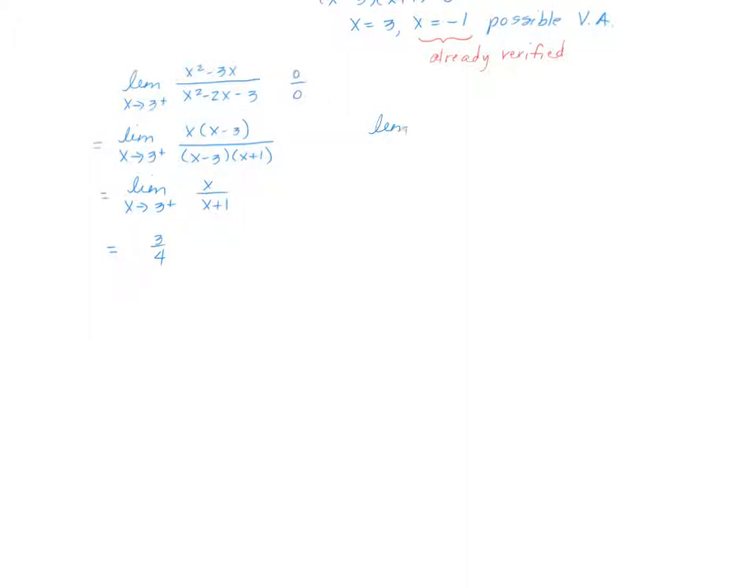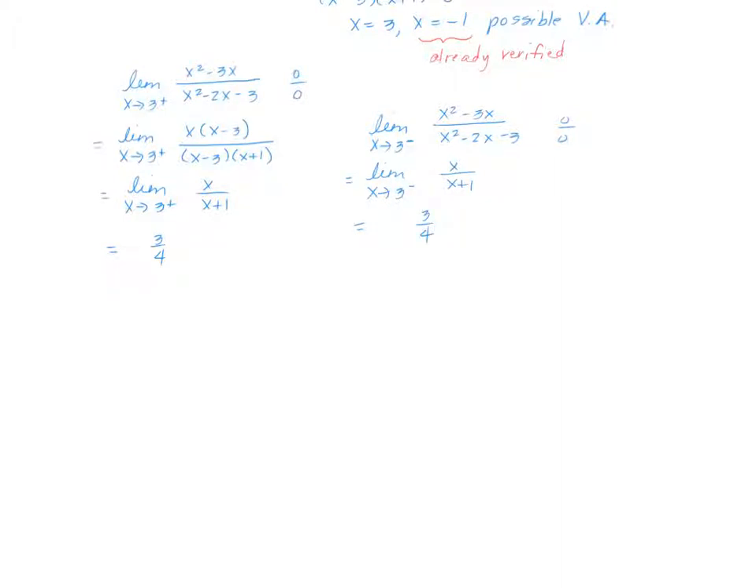So if I were to check the limit as x goes to 3 from the left of my x squared minus 3x over x squared minus 2x minus 3, again I would get 0 over 0, the indeterminate form. So clearly I'm going to go ahead and factor and cancel. After I factor and cancel, since it's the exact same operation I had on the other side, I'm just going to go to x over x plus 1. And then when I plug in 3, I get 3 over 4.